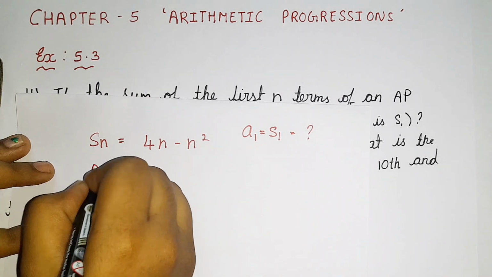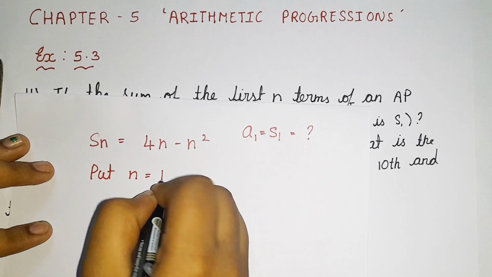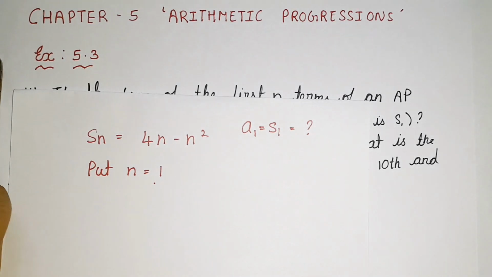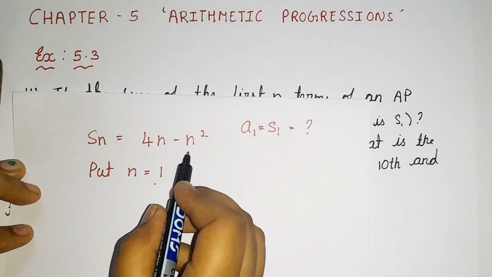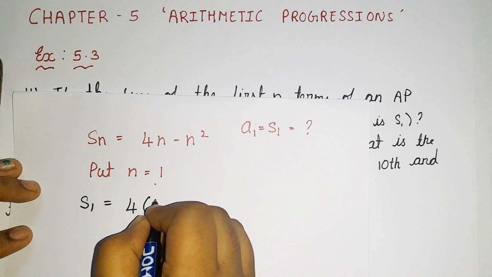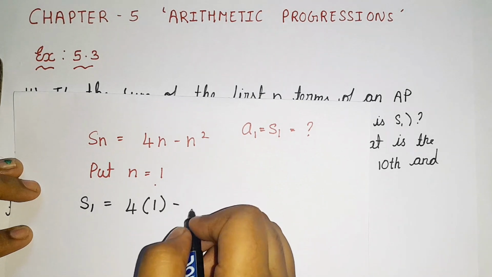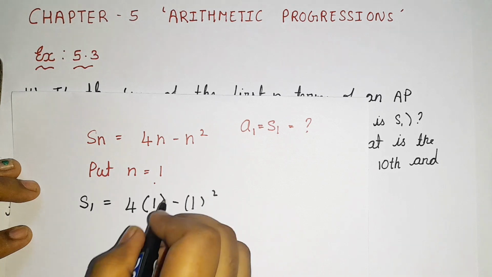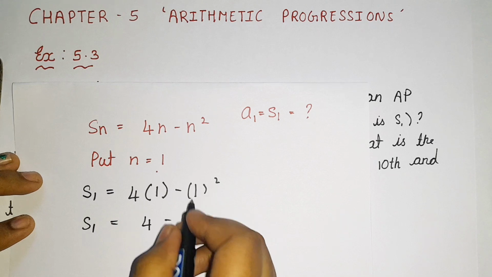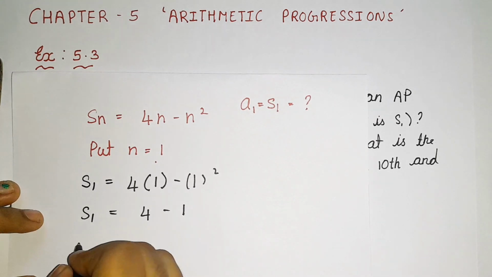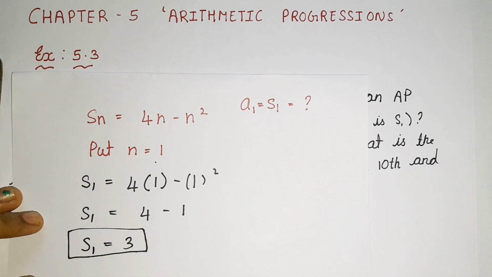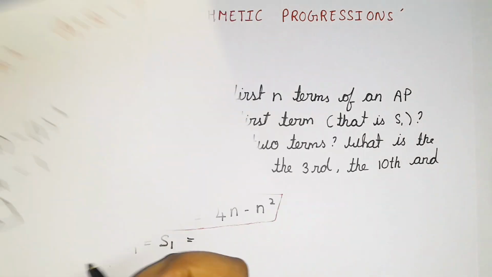So we are going to put n is equal to 1. Why am I putting n is equal to 1? We need the first term, that's why. Let us put n is equal to 1 in this equation. S1 is equal to 4n minus n square; instead of n we write 1, so 4 into 1 is 4, minus 1 square, that is 1 into 1 is 1. So S1 is equal to 4 minus 1, which is 3. Now we got the S1 value, so we found the first term.